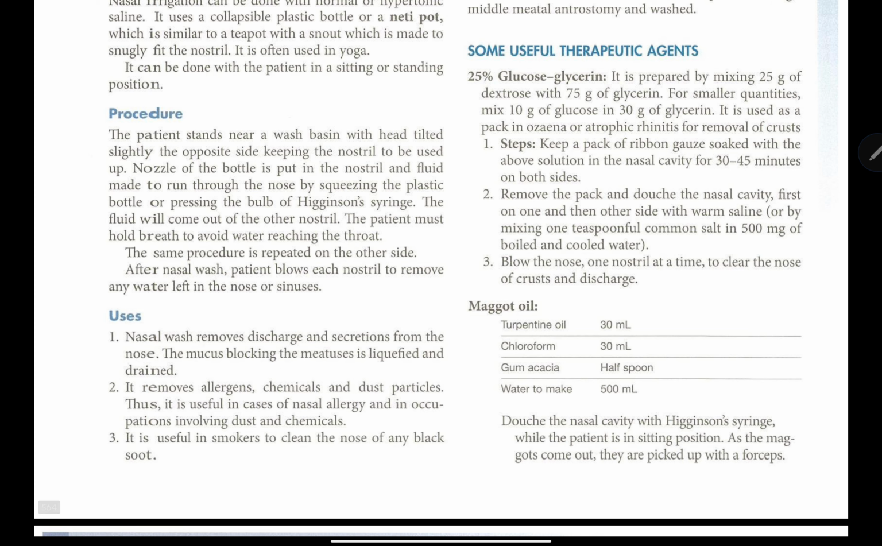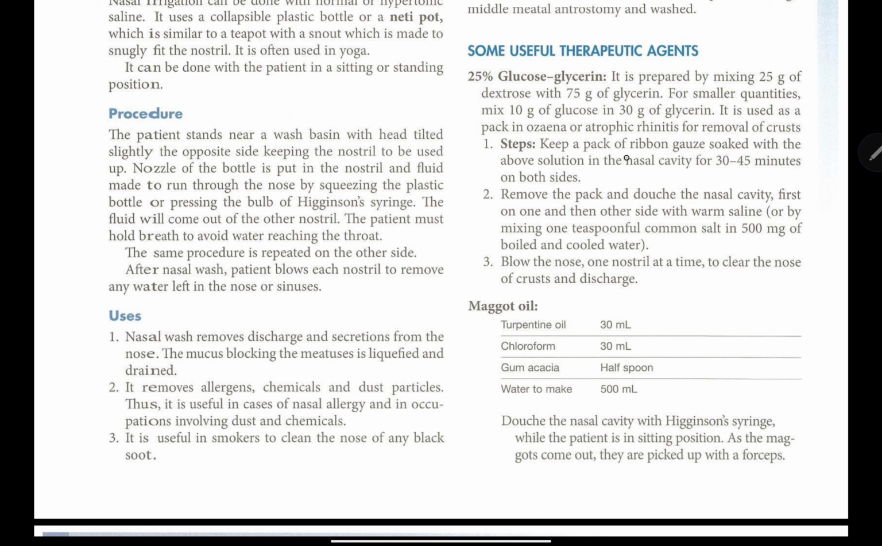Some useful therapeutic agents: 25% glucose glycerin. It is prepared by mixing 25 gram of dextrose with 75 gram of glycerin. For smaller quantities, mix 10 gram of glucose in 30 gram of glycerin. It is used as a pack in ozena or atrophic rhinitis for removal of crusts.